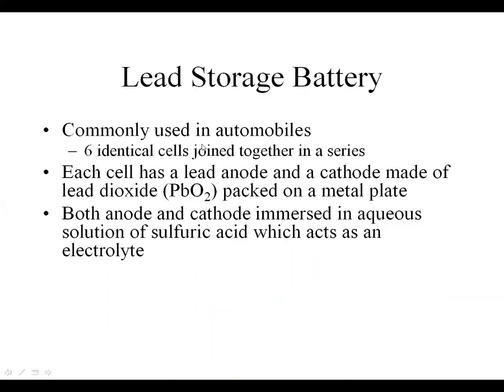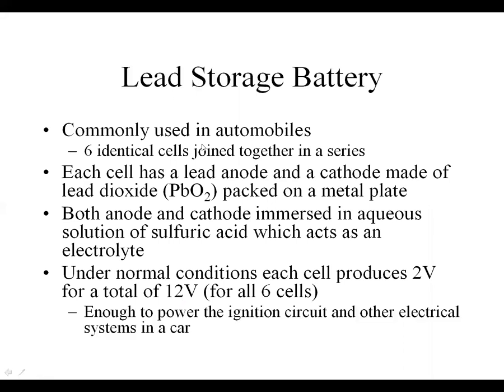There's also our lead storage battery, right, which is basically our car battery. That's basically 6 identical cells together in a series. Each cell has a lead anode and a cathode that's made up of lead dioxide. Also, usually we'll have battery acid, a sulfuric acid solution, used as an electrolyte, obviously a strong acid, which provides a lot of charge to keep everything going.